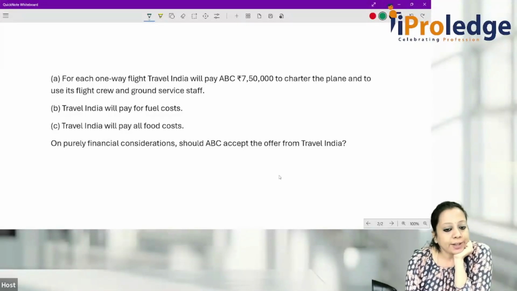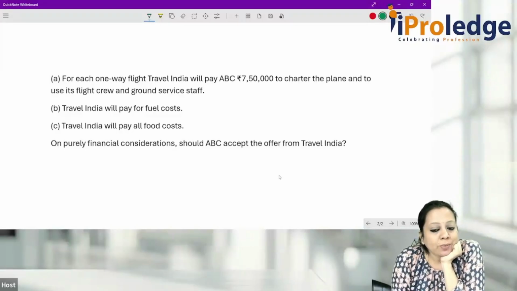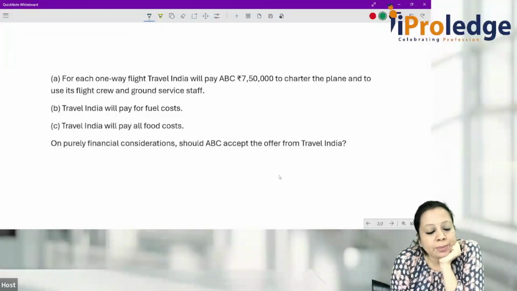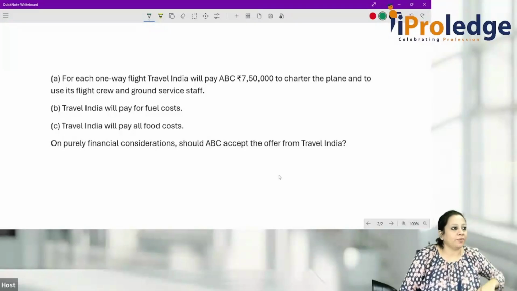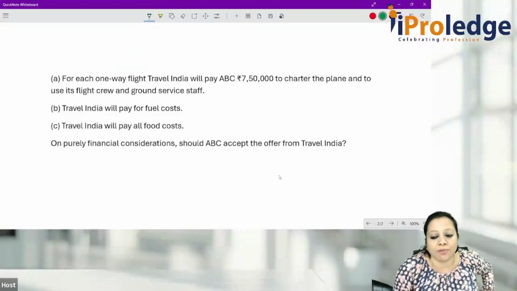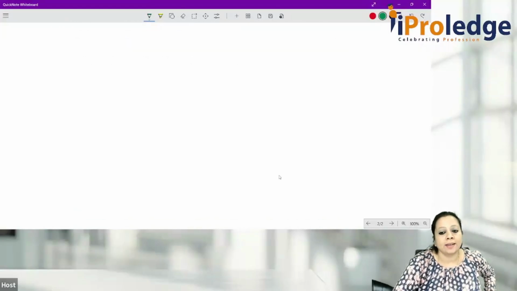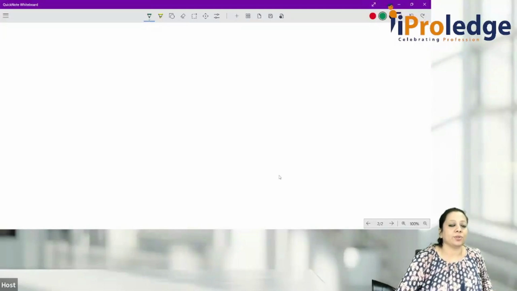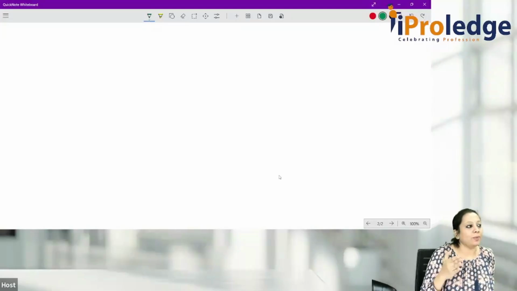So for each one-way flight, Travel India will pay ABC rupees 7,50,000 for the charter and use its own ground staff. So fuel cost and food cost will be borne by Travel India, who is going to offer this charter. On purely financial considerations, should ABC accept the offer from Travel India? That is the last option, charter. Should we accept it or not? So there are three options. One is original, one is reduction in fare, the other one is charter. So we'll make a comparative analysis and then we will conclude.